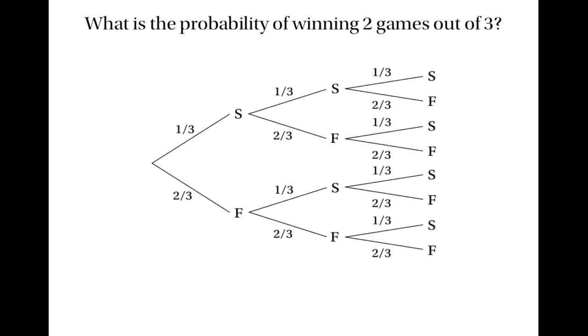We can do it by drawing a tree diagram. Suppose that the probability of me winning is 1/3 and the probability of you winning is 2/3. I'll write S for me winning, S for success, and F for me not winning, F for failure. We can assume that the probability of me winning each game is the same, and that the outcome of one game doesn't affect the probability of me winning the next one.